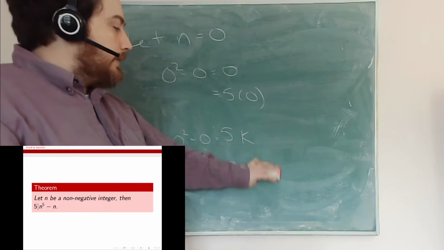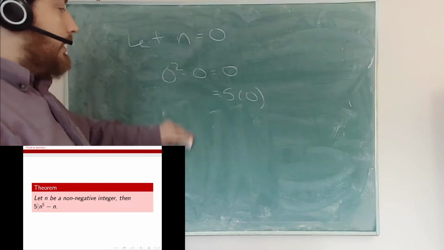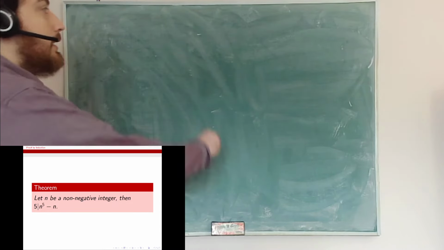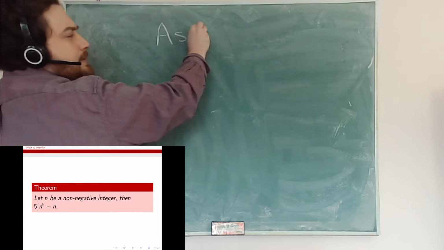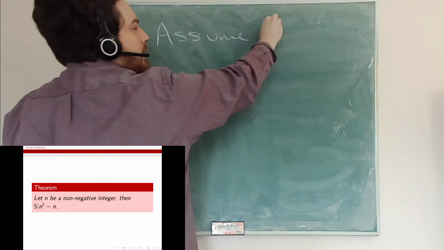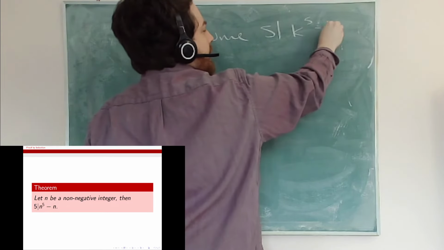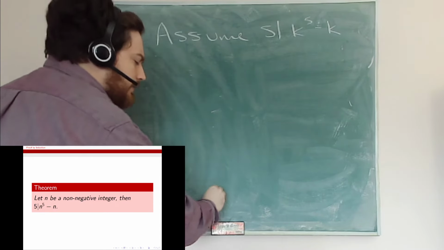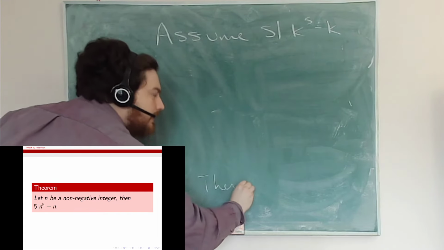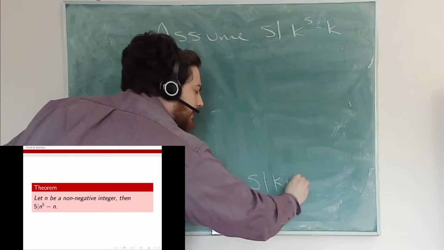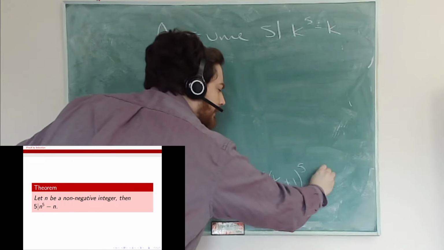Now what we're going to do is assume that this is true for the kth case and show it has to be true for the k plus 1 case. So what we get is we get to assume 5 divides k to the 5th minus k, and I have to show that 5 divides k plus 1 to the 5th minus k.